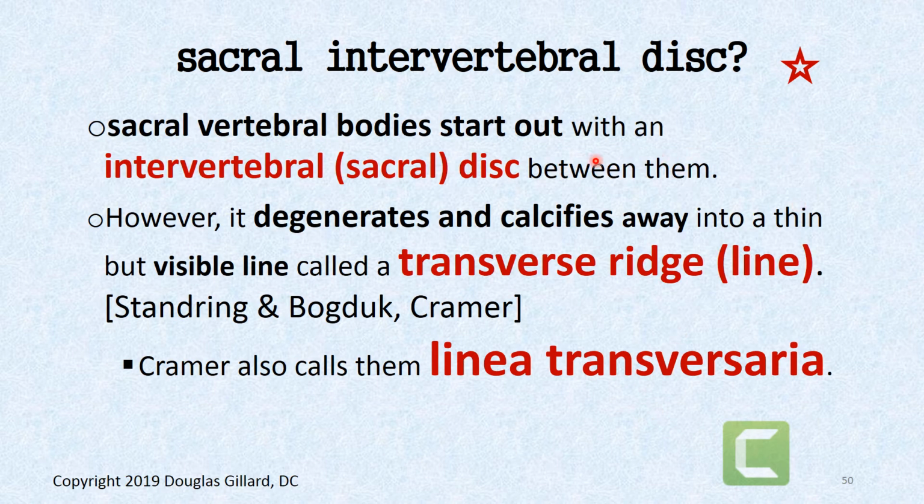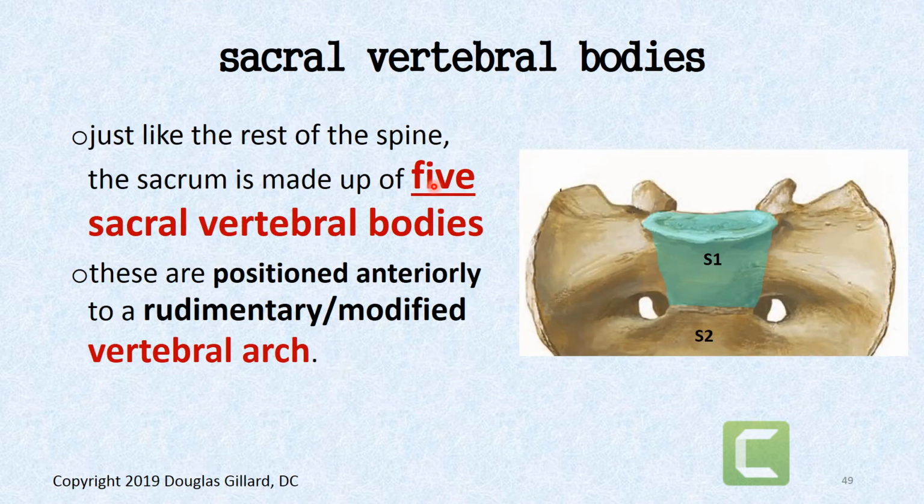Sacrovertebral bodies start out with an intervertebral disc between them. So there would be a little disc space right here. If you were 5 years old, you would have a real cartilaginous disc here. But as you get older, it degenerates away, calcifies, and kind of fuses into bone. But you can still see some ridges right here where this used to be. I've got a slide on that, though. Trying not to get ahead of my slides.